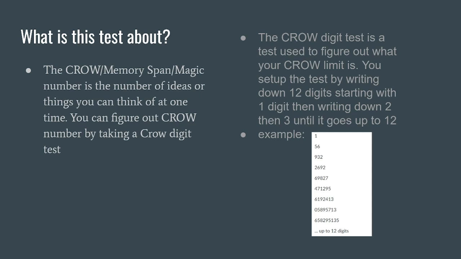You can set up the test by writing down 12 digits starting with one digit. Then the next line you do 2 digits, and the line after that you do 3. You keep doing that until you have 12 digits.